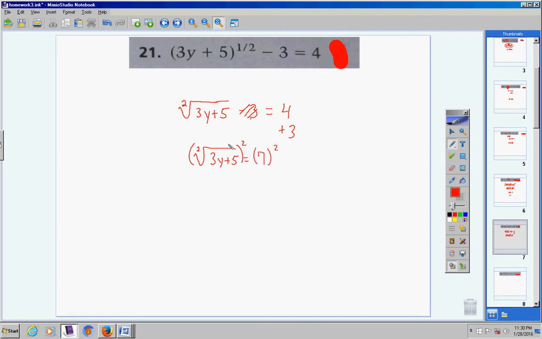When I square a square root, I'm left with the radicand. 7 times 7 over here is 49. Now bring the 5 over and make it a negative 5, and I'm left with 3y equals 44. Now divide both sides by 3, and my answer is 44 over 3. Now you gotta check that, okay?